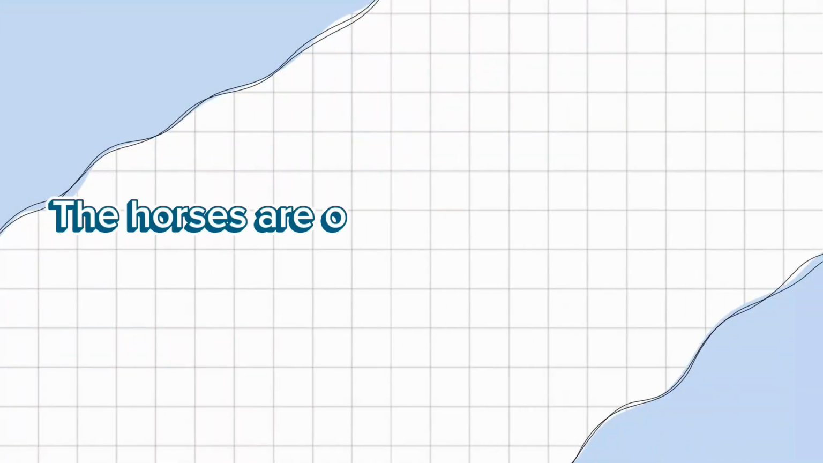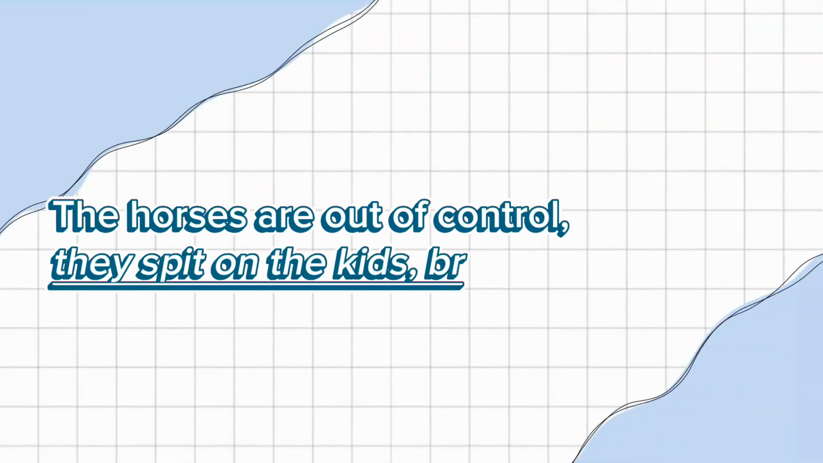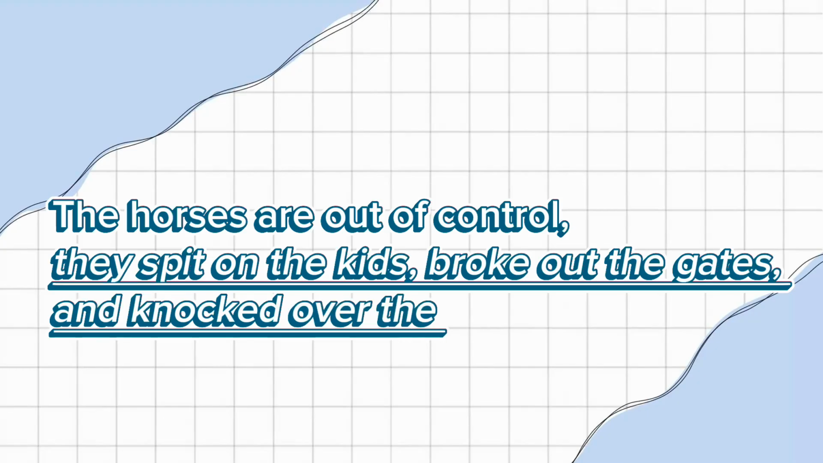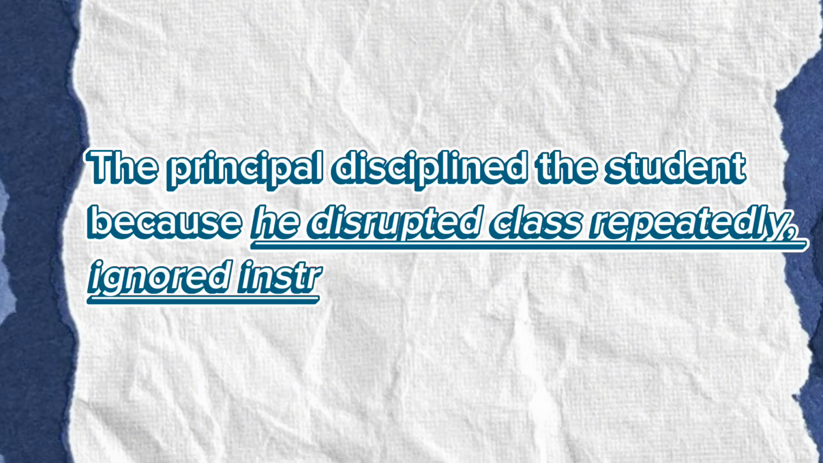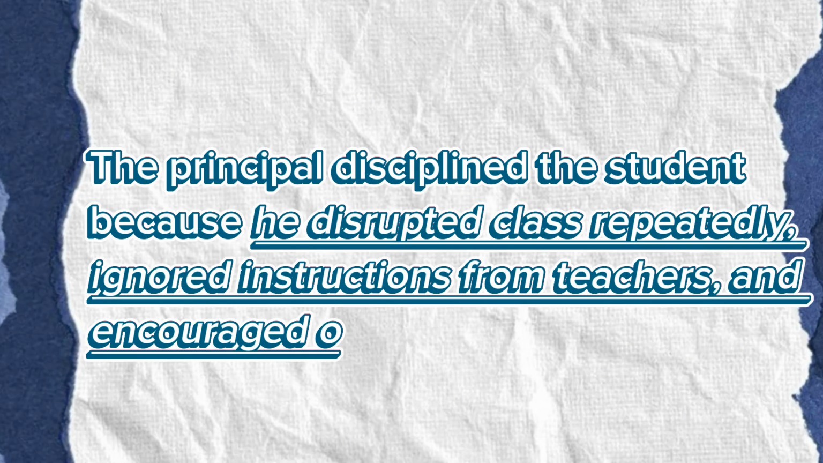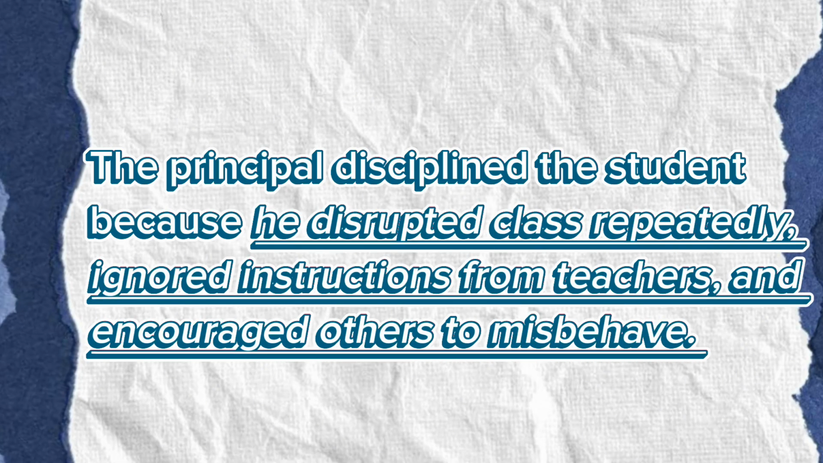The horses are out of control. They spit on the kids, broke out the gates, and knocked over the lemonade stands. See, and might I just say, those are some bad horses. Let's look at the next one. The principal disciplined the student because he disrupted class repeatedly, ignored instructions from teachers, and encouraged others to misbehave. See how even though those sentences are longer, we still understand what the writer is trying to convey.